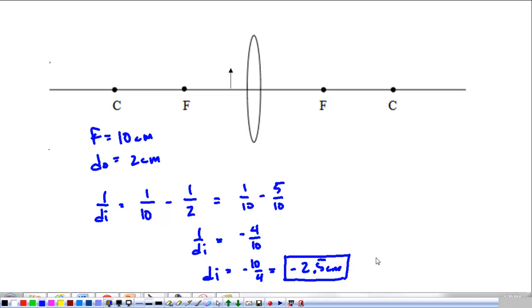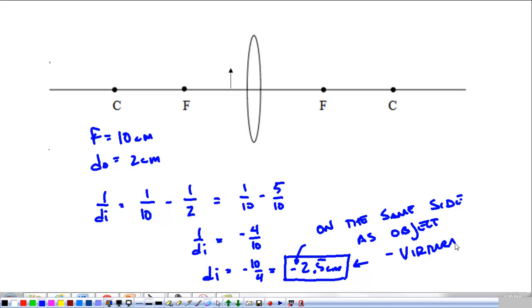Okay, so that negative sign means that it is on the same side of the lens as the object. It also means that it is a virtual image. So it's going to be 2.5 centimeters this way. So we expect it to show up behind this guy. Well, let's look at how the light rays actually go through here.